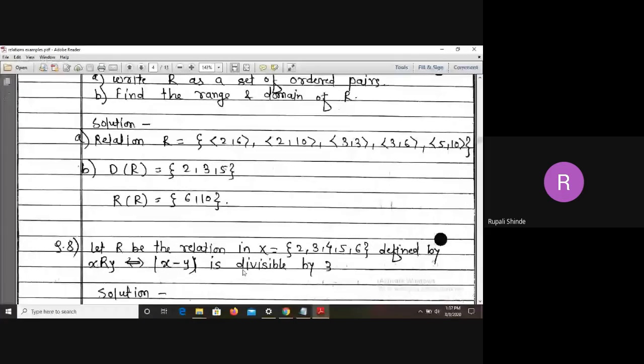I will tell you one order pair: 3, 6 or 6, 3. Both the order pairs 3, 6 and 6, 3, because 3 minus 6 and 6 minus 3 give minus 3 and 3. Similarly 2, 5 and 5, 2. Both are divisible by 3. So there will be a total of 4 order pairs.